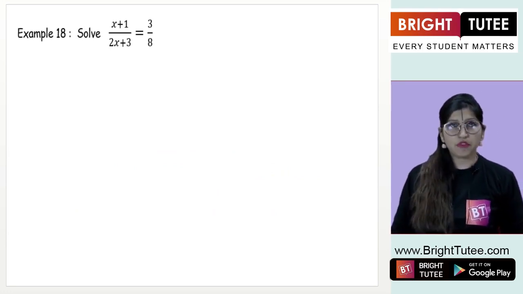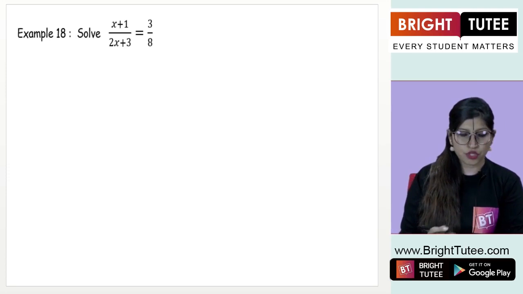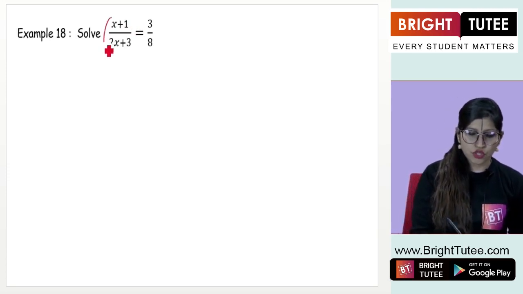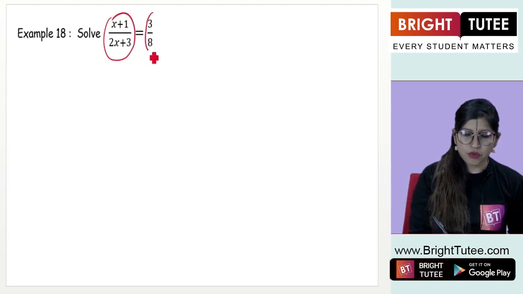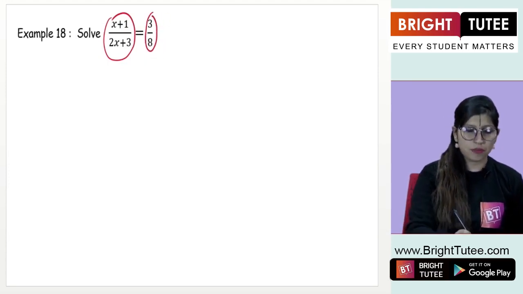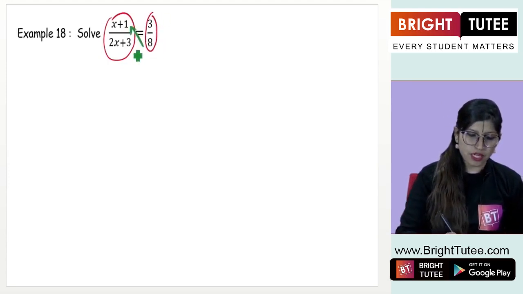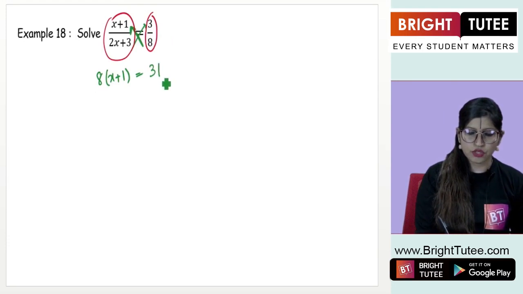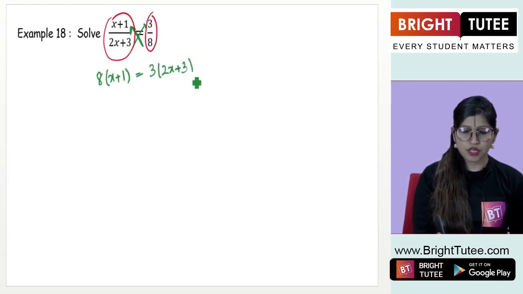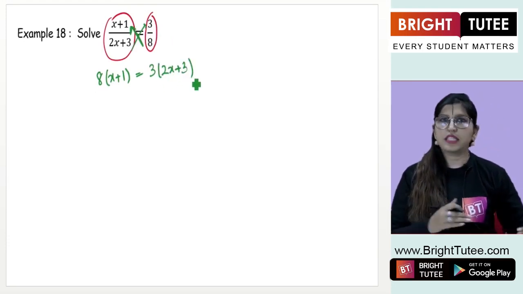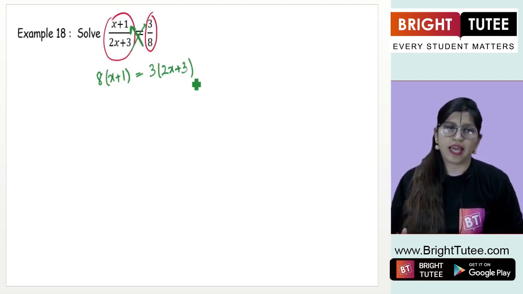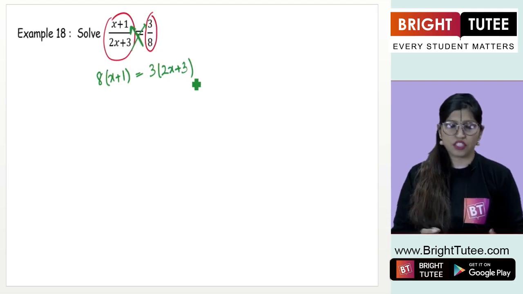In these types of questions, what do we need to do? We need to find and solve for x. If we have two fractions together with an equals sign in between, the best thing you can do is cross multiply. That means you multiply 8 to x plus 1 and 3 to 2x plus 3. We've already solved these types of equations, so now we'll solve this equation for x.